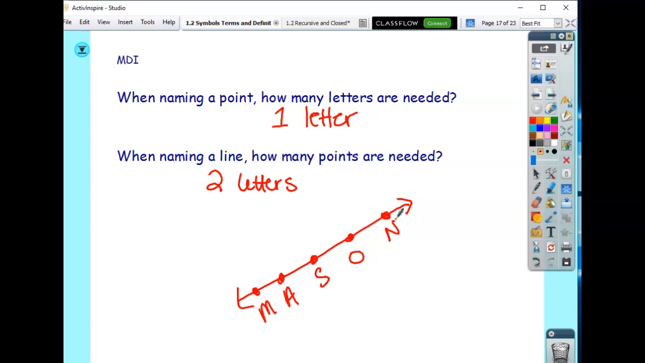I only need to pick any 2 points that are on that line and then just make sure that I have the proper notation. So I can call this line OS or SO, because remember it's reversible for lines. I could call it MS or MN, I could call it NA, but I only want 2 points or 2 letters to name a line.